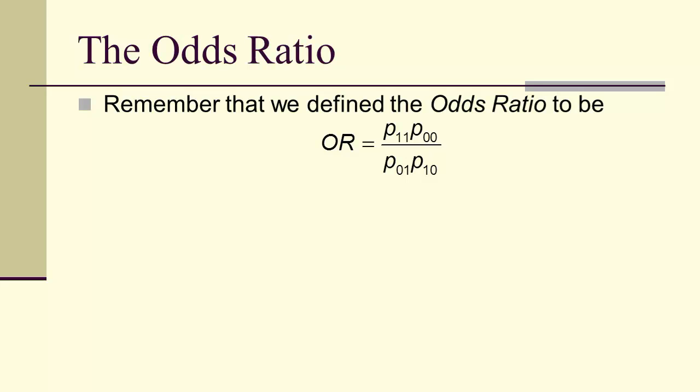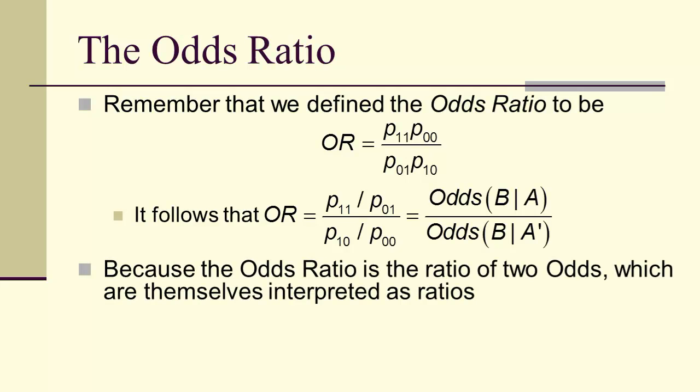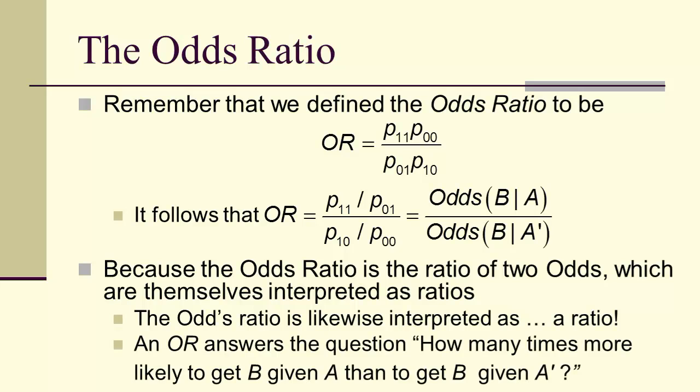And remember, we defined the odds ratio to be P11 P00 over the mixed P01 P10. It follows that we could rearrange so we have P11 over P01 and P10 over P00. And this would be the odds of B given A over the odds of B given A prime. And because the odds ratio is the ratio of two odds, which are themselves interpreted as ratios, the odds ratio is likewise interpreted as a ratio. And so the odds ratio answers the question, how many times more likely to get B given A than to get B given A prime?